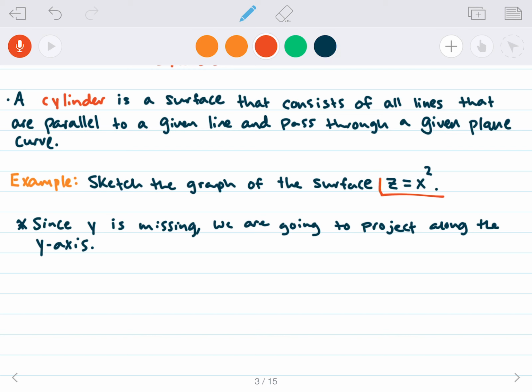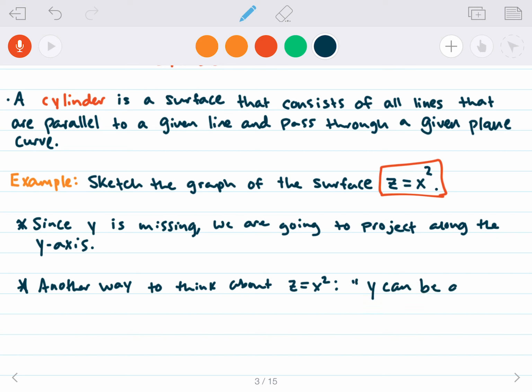And another way to think about z equals x squared. What this means, since y is not involved, right? Y is not involved at all. We can say the following. We can say y can be anything, but z is equal to x squared. All right, so let's go ahead and graph this guy.